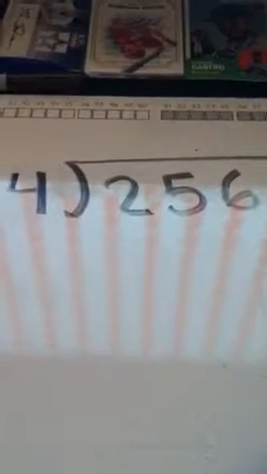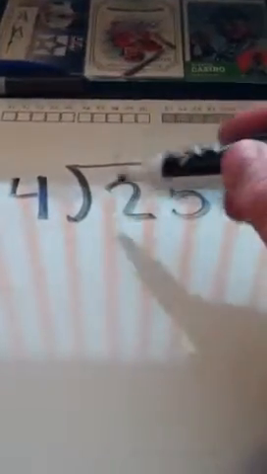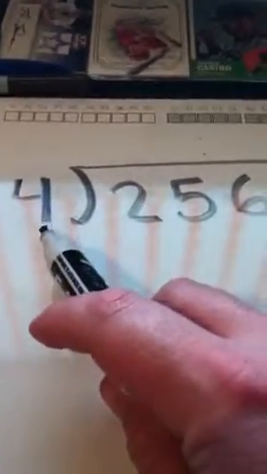So we're going to do our first step here in solving the problem, which is the D. So we're going to look at our number 4 out here, which is our number we're using to divide, and we're going to take that into the 25. We cannot take it into the 2, which is why we're doing it into the 25. So our first question we're going to ask ourselves is, how many times does 4 go into 25? That would be 6. So we're going to write our 6 up top, and that's our first step.